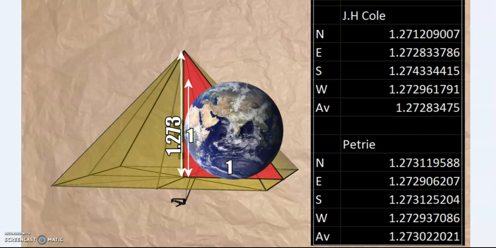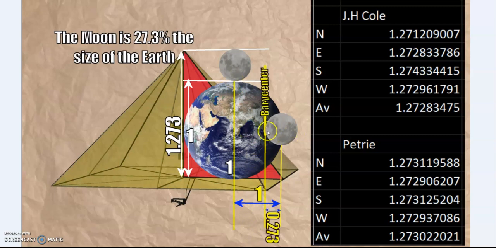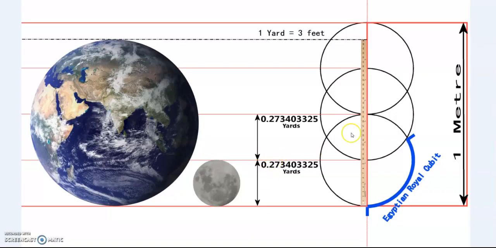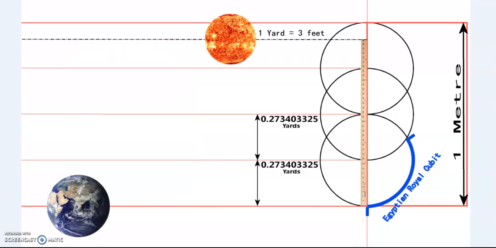So if the Earth, again, just like with the yardstick, if the Earth is 1, then the Moon is 27.3% the size of it. And more than that, the barycenter, or the point at which the Moon orbits the Earth, it's not at the core of the Earth, it's 27.3% below the surface. So there's another connection. Now you could apply this yard and metre to that. I just haven't made the image because it's exactly the same thing.